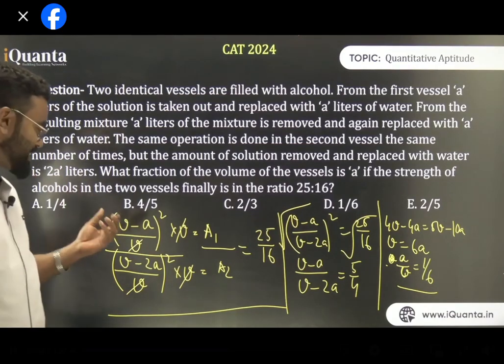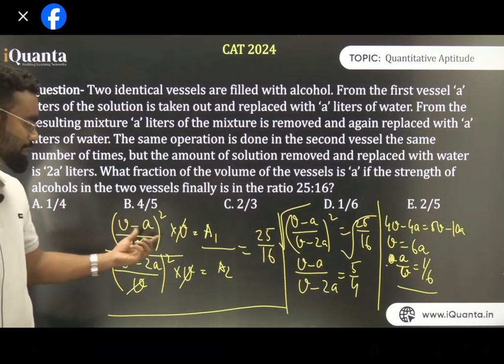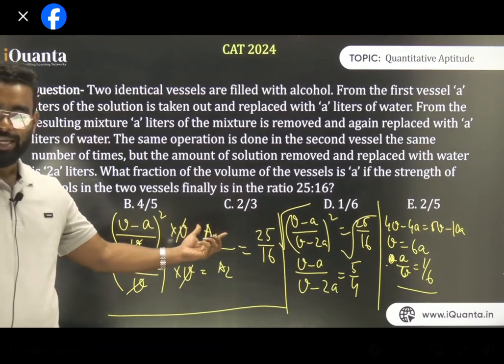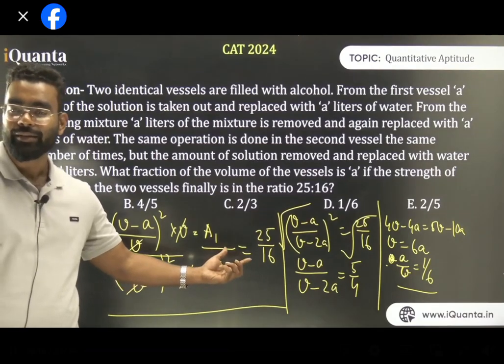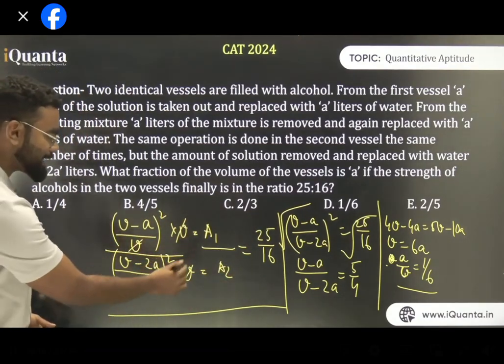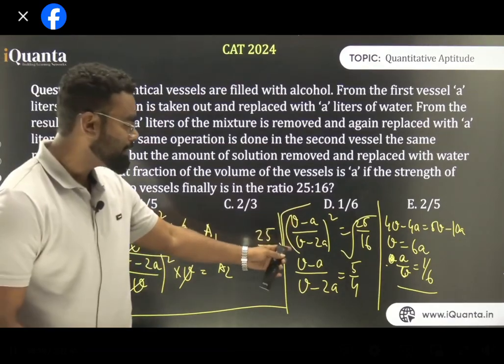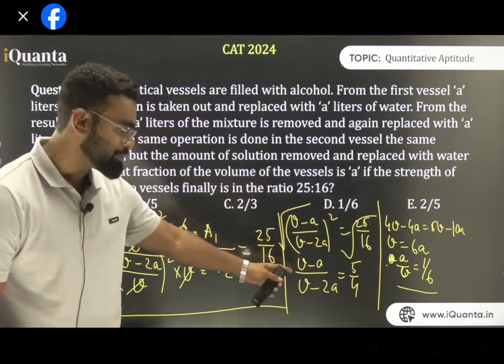Let's say V minus A upon V whole square into V is the amount of alcohol A1. V is the initial amount and A is the amount replaced. So this is the amount in the first vessel, A1. V minus 2A upon V whole square into V is the amount of alcohol in the second vessel, A2. The ratio is given as 25 by 16. If this gets cancelled out, it becomes V minus A upon V minus 2A whole square equals 25 upon 16. Then I took the square root, and I get V minus A upon V minus 2A.